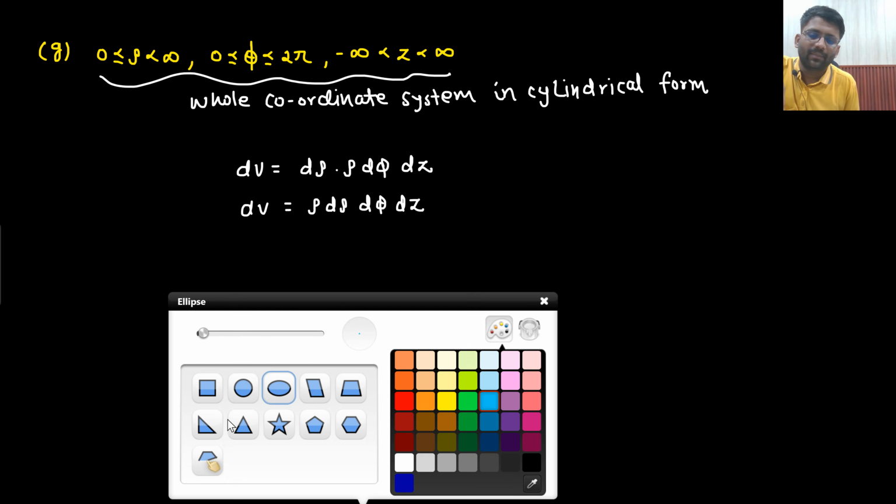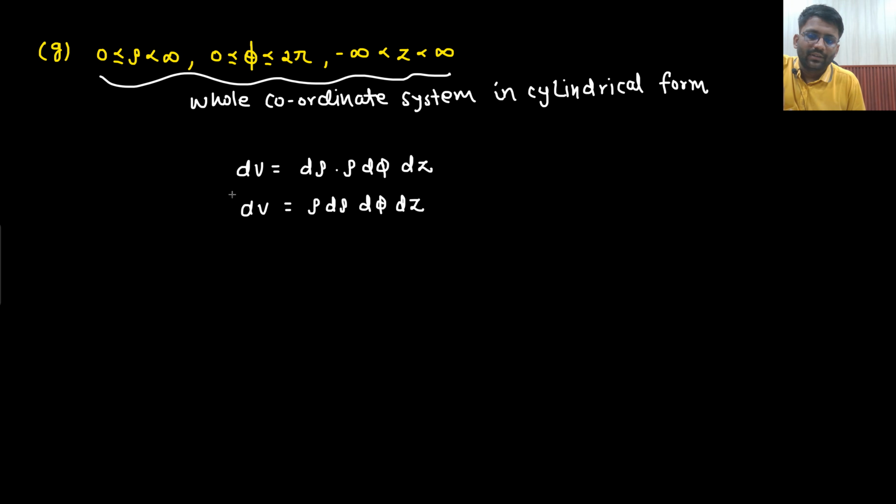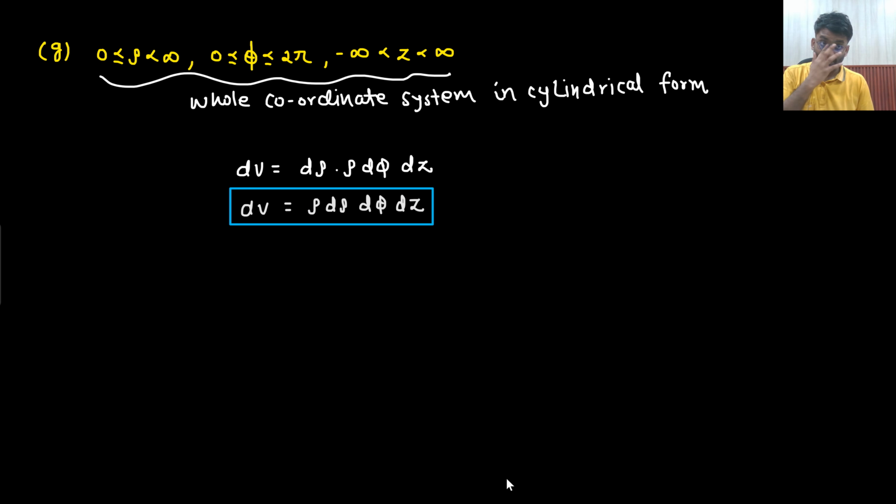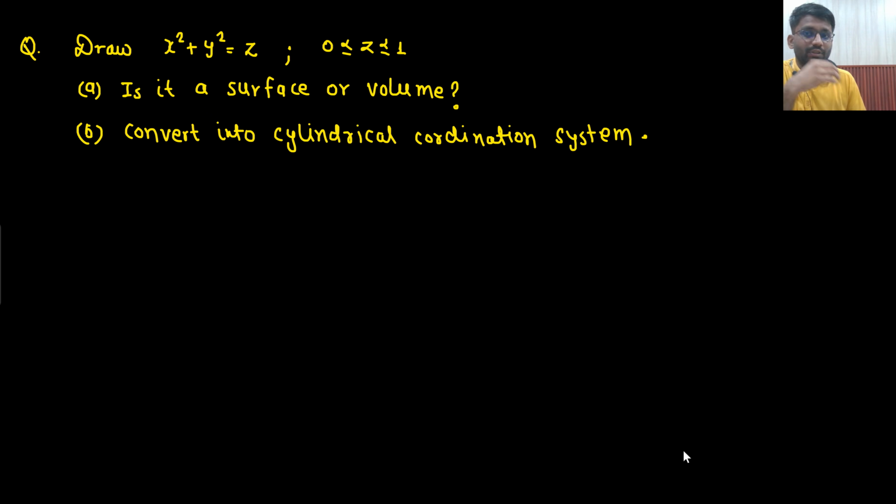Complete everything about your cylindrical coordinate system. You know everything. Say yes or no? Yes, sir. About the cylindrical coordinate system, we know everything. Solve this question. X square plus y square equals to z, where z is going from 0 to 1. Is it a surface or a volume? Convert it into the cylindrical coordinate system.